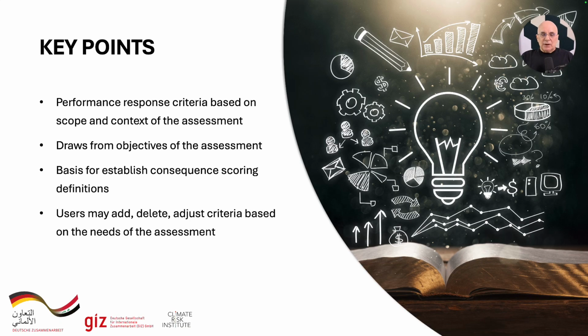So the key points to take away from this particular video are: performance response criteria are based on scope, context of the assessment. It draws from the objectives of the assessment. It's the basis for consequence scoring definitions. And users may add, delete, adjust criteria based on the needs of their particular assessment.